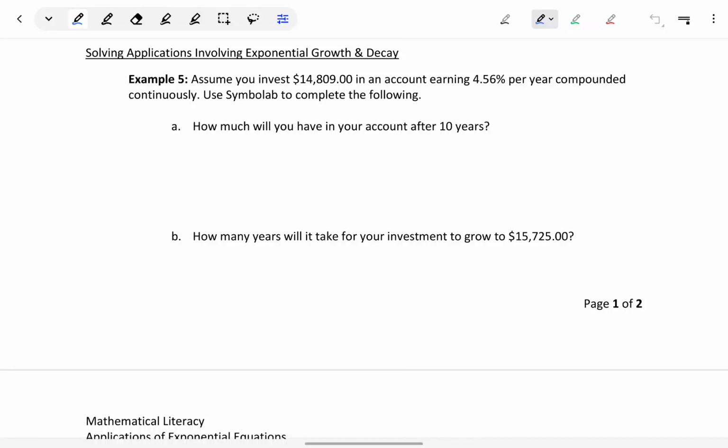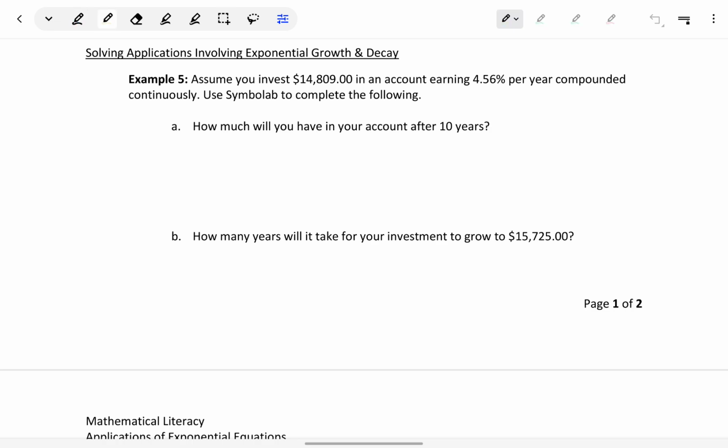Starting with example 5, we want to begin looking at some applications where we model exponential growth and decay. In example 5, we're assuming you invest $14,809 in an account earning 4.56% per year compounded continuously.